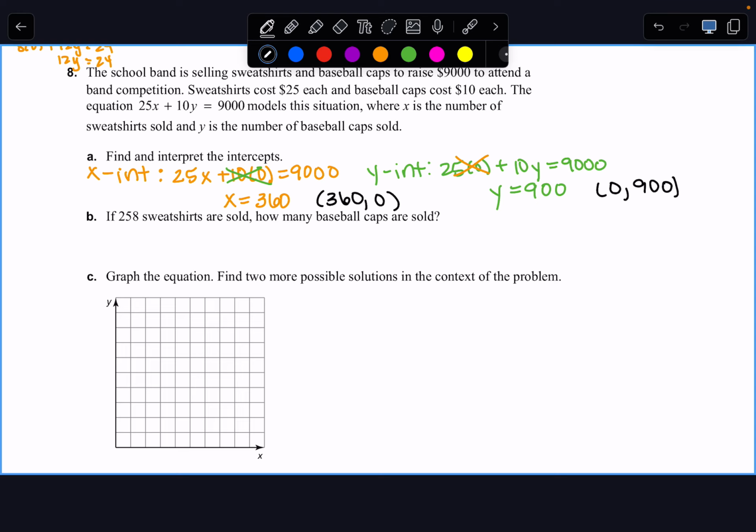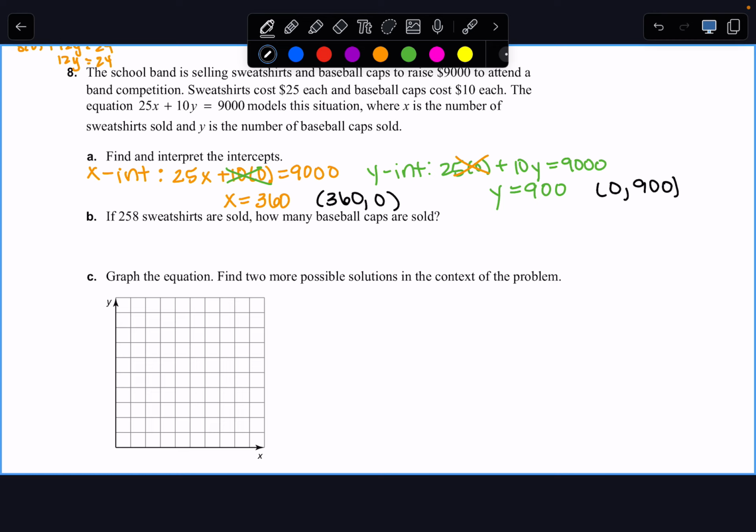Okay, so let's interpret what this means. In order to reach their goal of 9,000, what does this mean? 360 sweatshirts, 0 baseball caps. So if they sell 0 baseball caps, they better have 360 sweatshirts sold. If they sell 0 sweatshirts, then they got to sell 900 baseball caps.